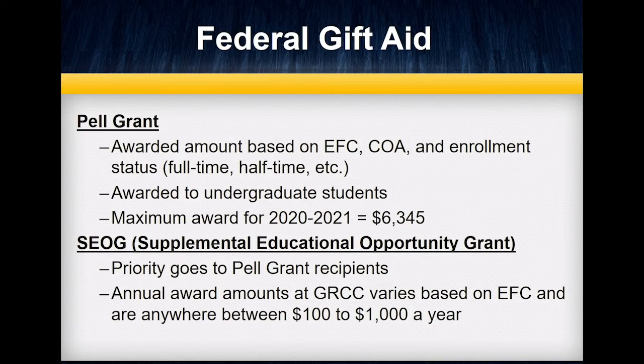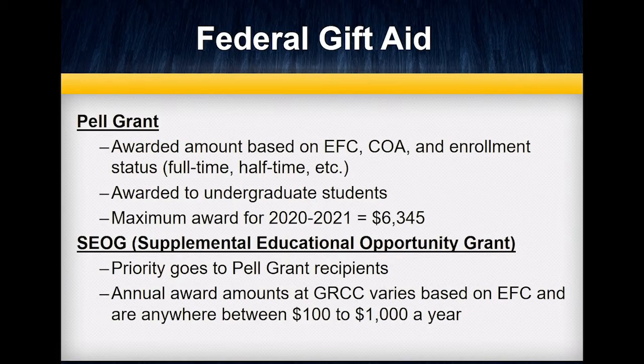It is based on the income, assets, number in family, number in college. All of that is calculated in coming up with that expected family contribution. So depending on the EFC, you would see if you are eligible for a Pell Grant. This Pell Grant is then awarded to students who are eligible based on their enrollment status.